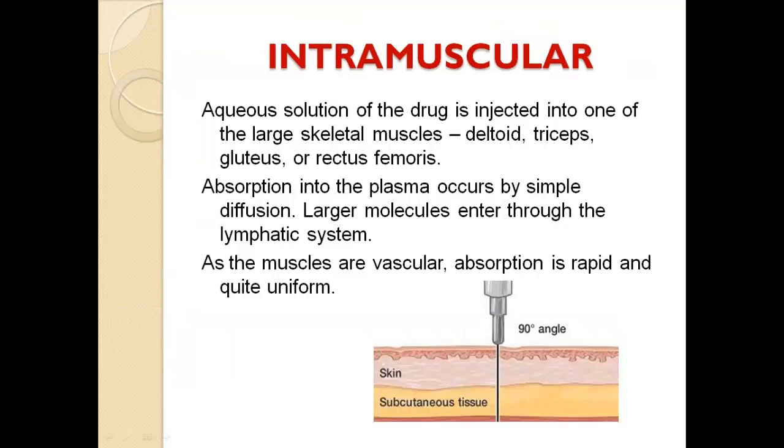Intramuscular. Aqueous solution of the drug is injected into one of the large skeletal muscles, for example, deltoid, triceps, gluteus, or rectus femoris. The angle of the injection should be 90 degrees. Absorption into the plasma occurs by simple diffusion, whereas larger molecules enter through the lymphatic system. As the muscles are vascular, absorption is rapid and quite uniform in nature.